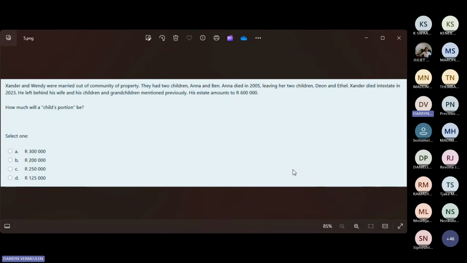So a child's portion is equal to all the children plus the spouses. You take that number and then you divide it by the estate value. So in this particular case, what would a child's portion be? Well, we see a couple of options B in the chat. Kundai, go for it. You want to give us a reason too?